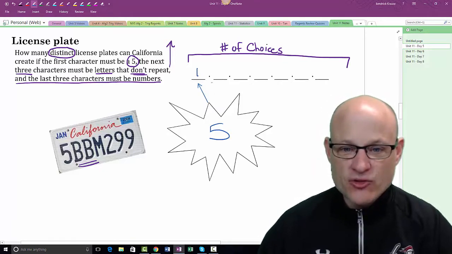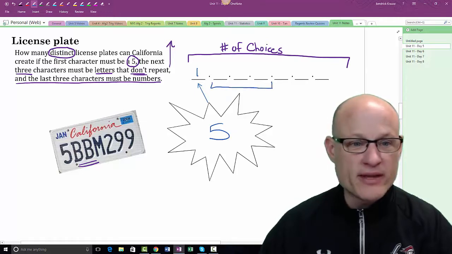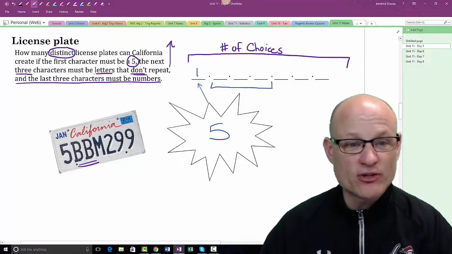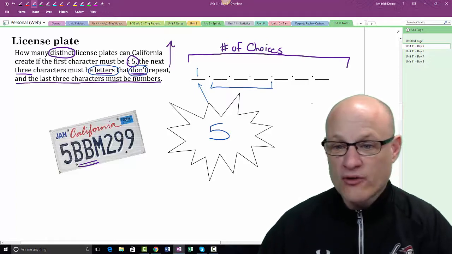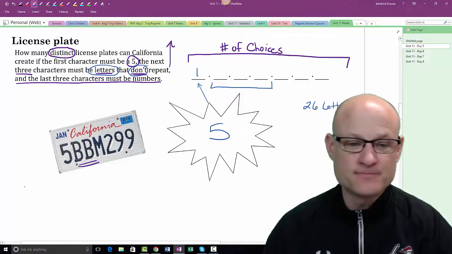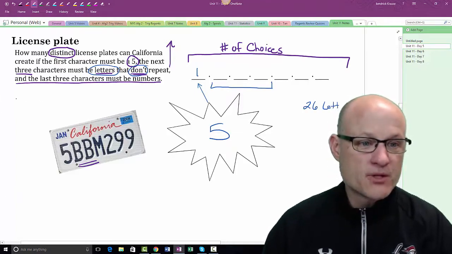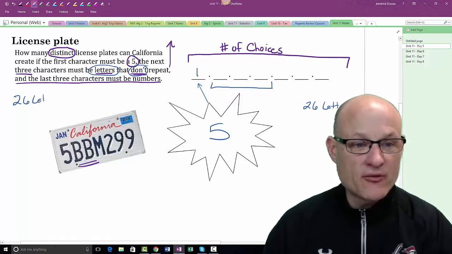Now, for these next 3, they told me they had to be letters that don't repeat. Well, there are 26 letters. Hopefully that's not next to my head. I'll put it over here. There are 26 letters in the alphabet.